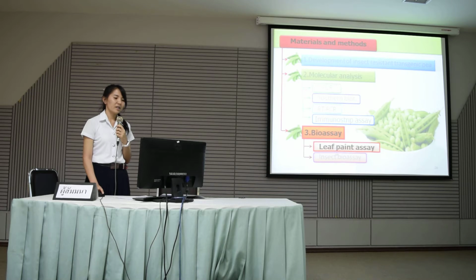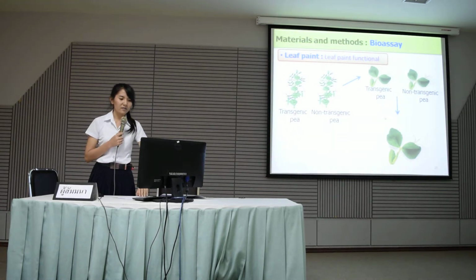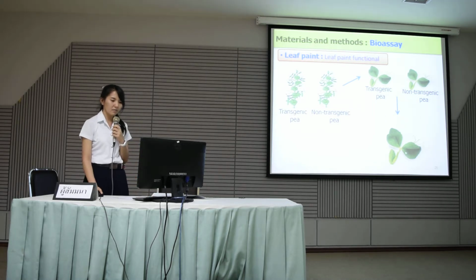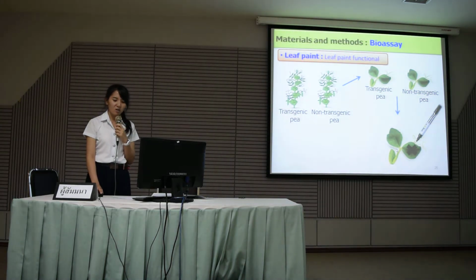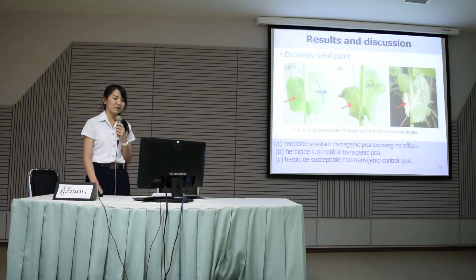Next step is leaf paint bioassay. One pair of leaves from transgenic and non-transgenic P. One of the leaves was marked as control, while Basta herbicide solution was applied on the upper surface of the outer leaf and was evaluated visually 1 week after application. Result is shown in figure 6.